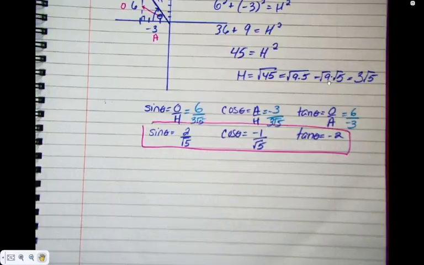This is what the first example is asking you for. That is the exact values of sine, cos, tan for the angle formed between joining the line segment from the point 3, -6, 3 to the origin.